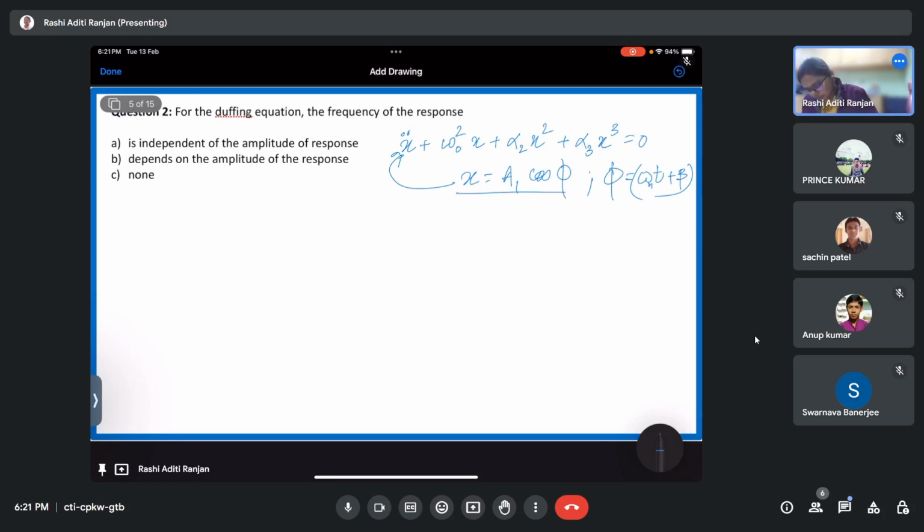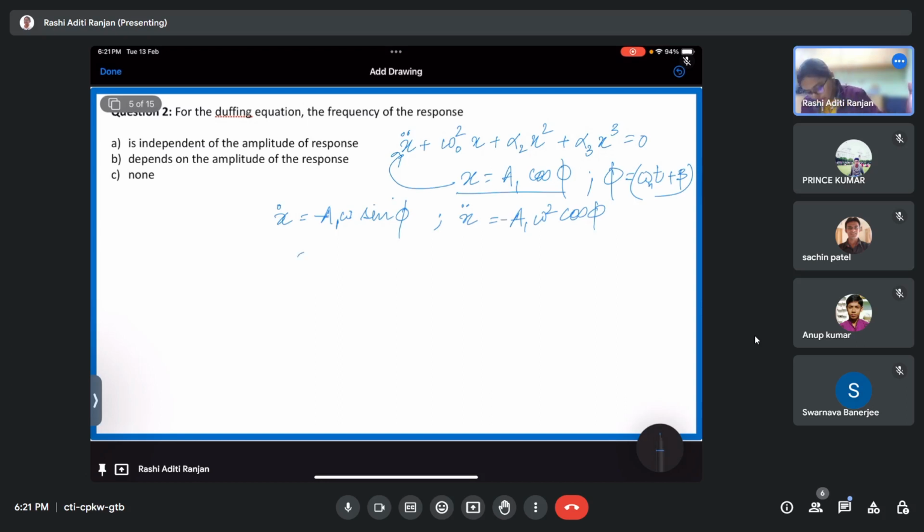So x dot will be equal to, oh sorry, to evaluate x dot, minus a1 omega sin phi. And x double dot will be equal to minus a1 omega square cos phi.